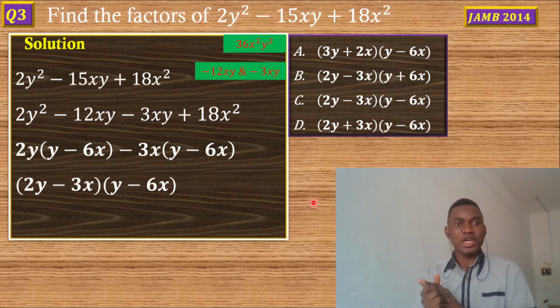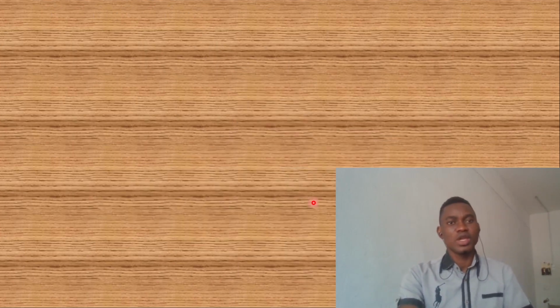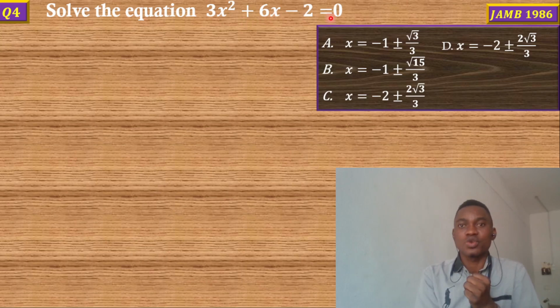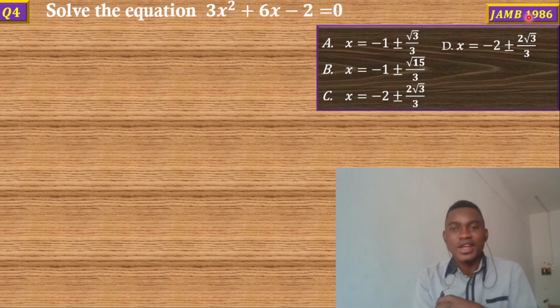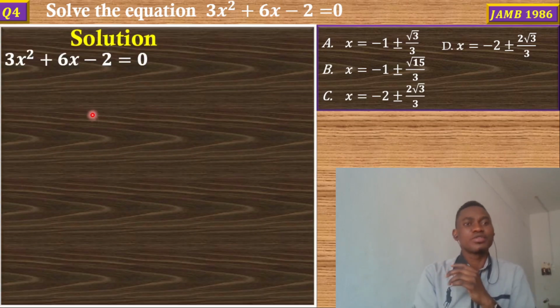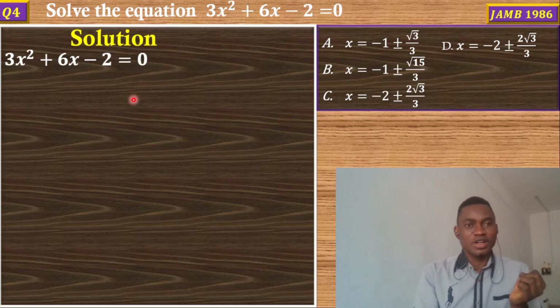Okay guys, we are making progress. Let's look at the last question for today. Solve the equation 3x squared plus 6x minus 2 equal to 0. This is JAMB 1986, so long a time. Okay guys, let's look at the solution. We are given 3x squared plus 6x minus 2 equal to 0.